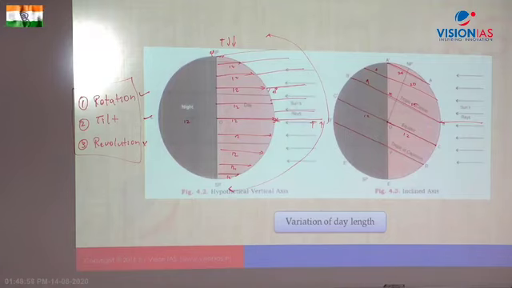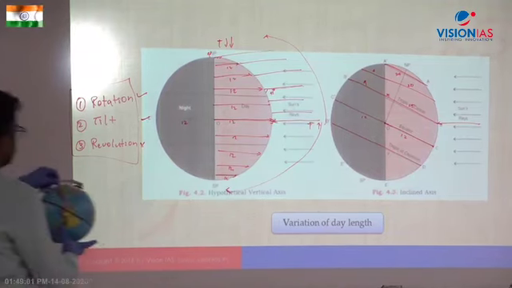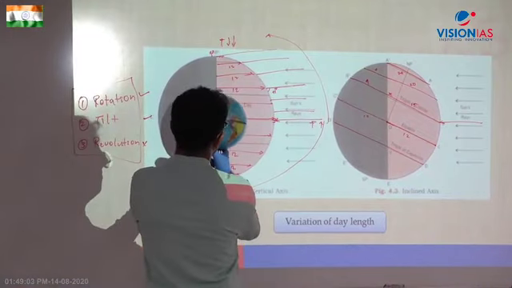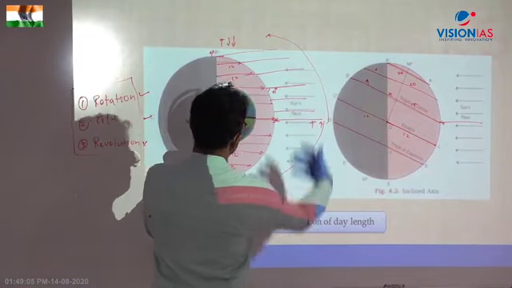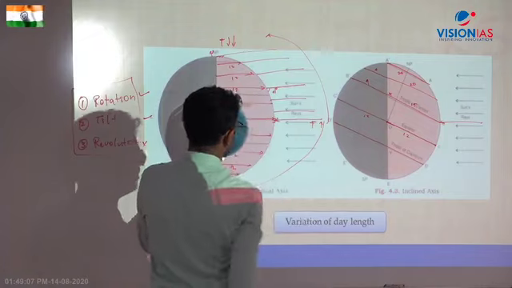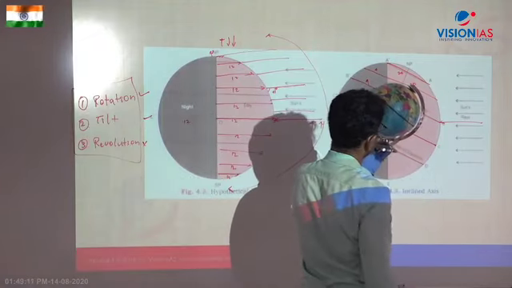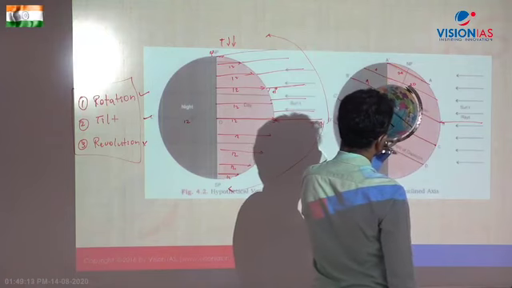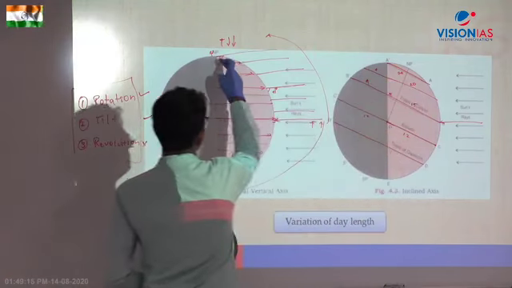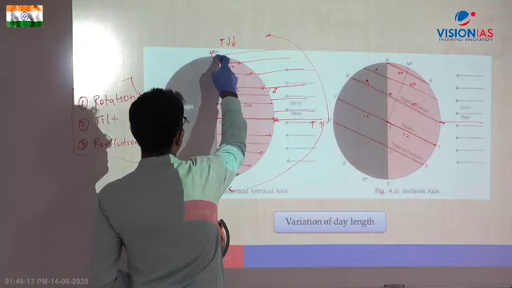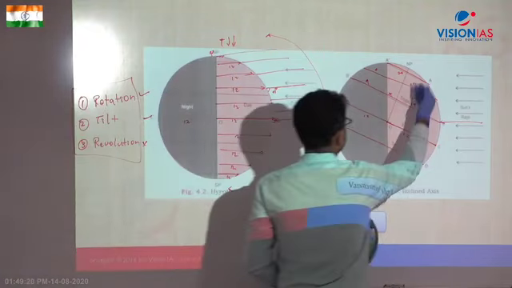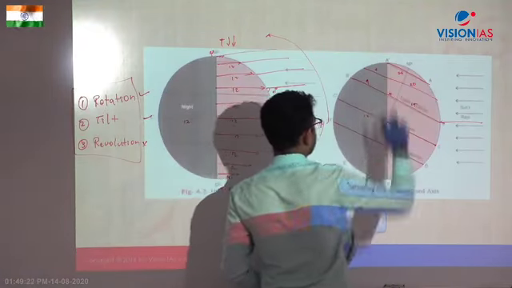I hope you can imagine. In this position, the earth is completely straight. It is rotating like this. The sunlight is falling equally along all the different latitudes. Here, in this position, it has tilted. The sunlight is reaching only up to the North Pole. Now it is reaching beyond the North Pole, up till here.